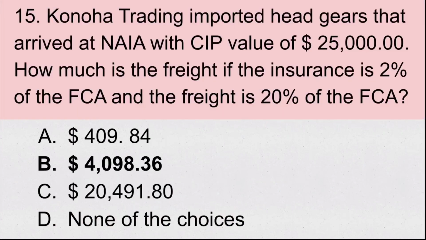The next problem. Konoha Trading imported hedgers that arrive at the NAIA with CIP value of $25,000. How much is the freight if the insurance is 2% of the FCA and the freight is 20% of the FCA? Letter A, $409.84, B, $4,098.36, C, $20,491.80, D, none of the choices. So the answer of number 15 is letter B, $4,098.36. So here's the solution.